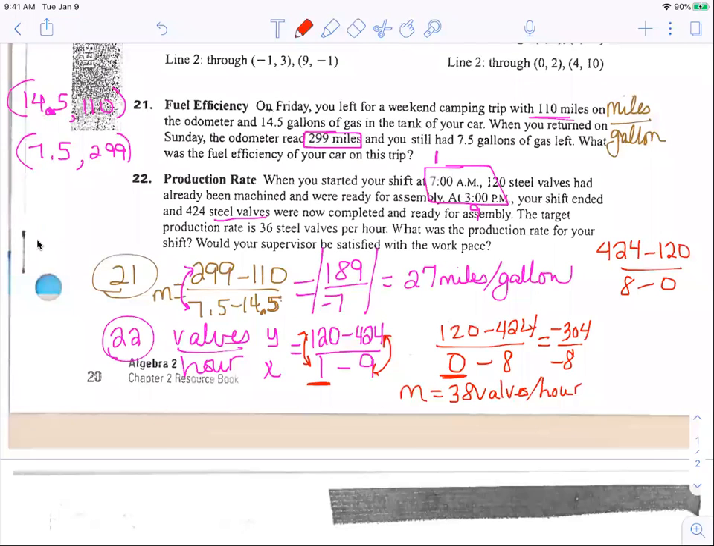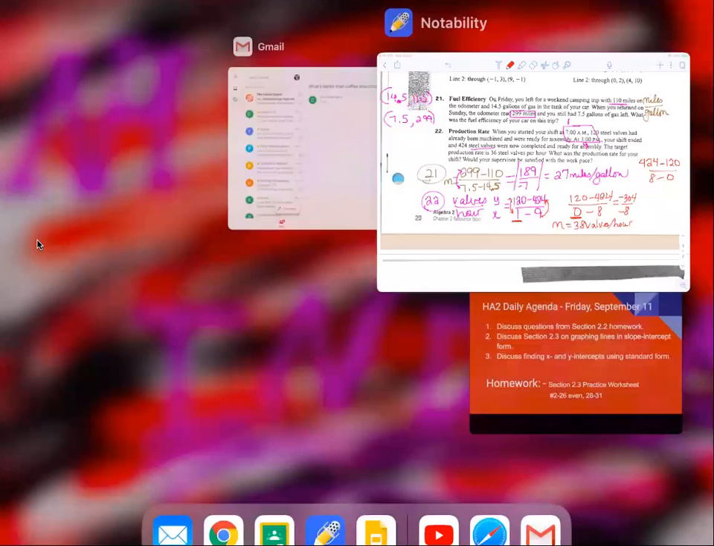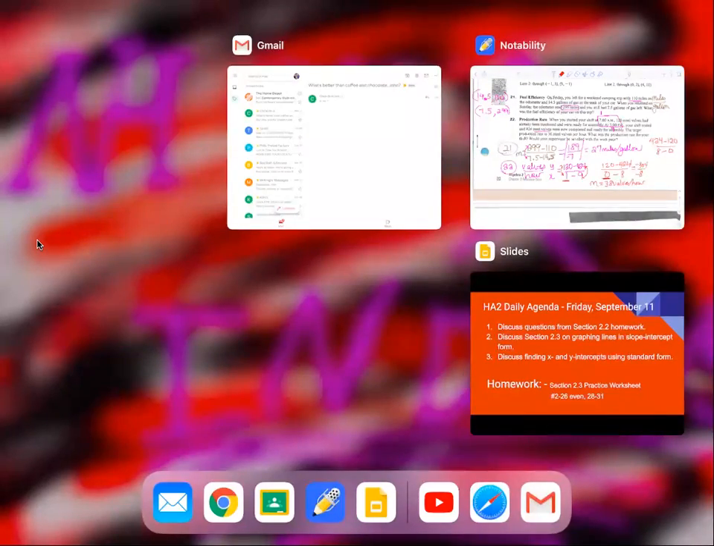Hopefully this is a nice, easy Friday review. We're going to review x and y intercepts. That might not be quite as easy of a review as slope-intercept form, but you'll see that they're fairly straightforward to find and calculate. So in your packet for Chapter 2, we're looking at Section 2.3.